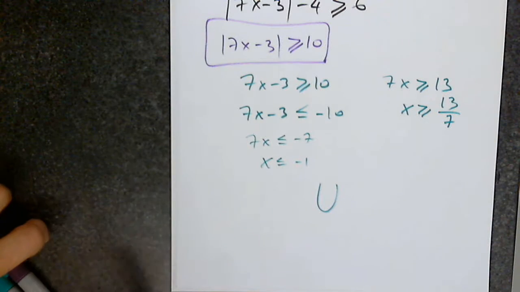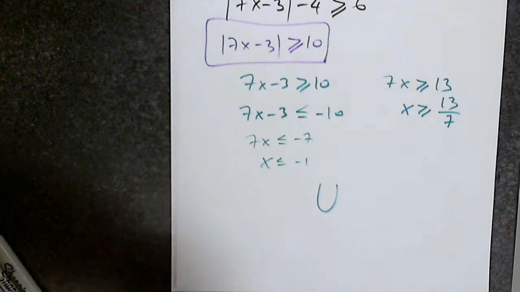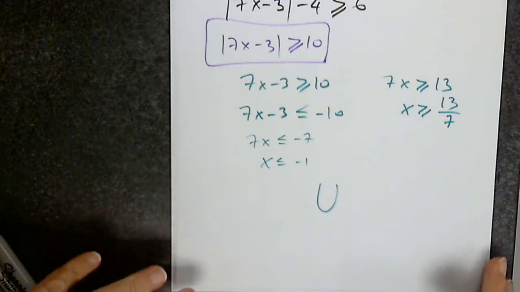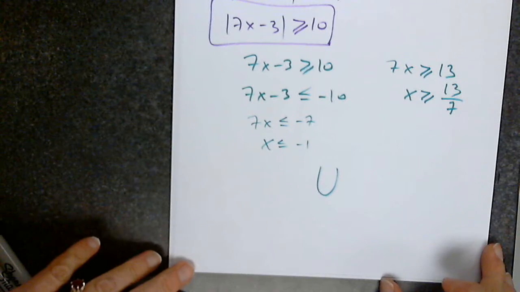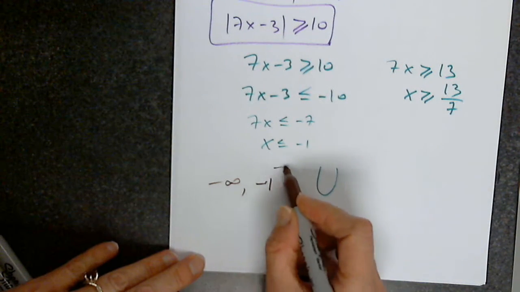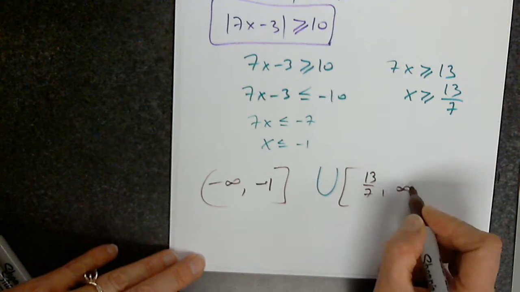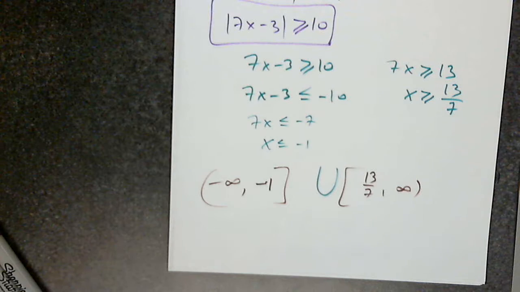So, how do I write the solution? Parentheses, negative infinity to negative 1. Awesome. Union, bracket 13 sevenths to infinity. Good. Okay.